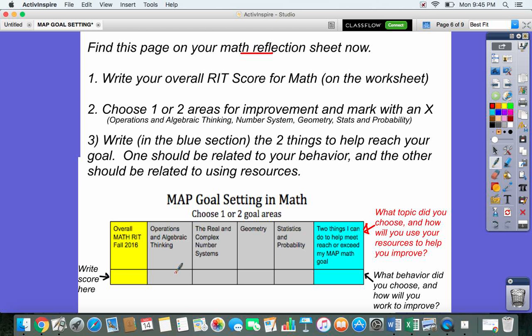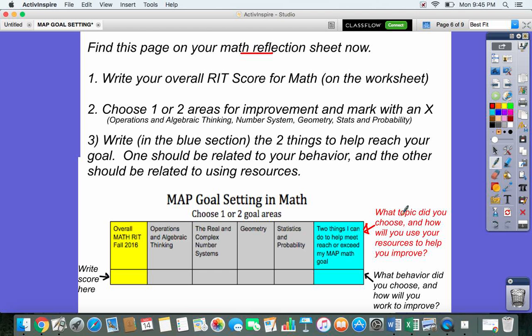And what I'm going to ask you to do is, using the information that's on the worksheet in front of you, you're going to write in your score in this yellow section. You're going to either put an X or a check mark in one of these areas that you wish to improve. So these are those math topics that we talked about. And then in the blue section, that's where you're going to write your 2 goals.